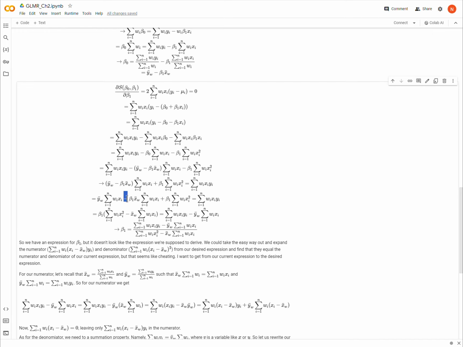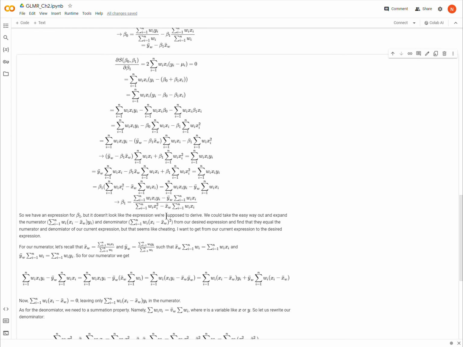Why a minus? Because we had this minus here, right? So if I were to expand this out, I would arrive back at this expression. And then this term right here, I'm just going to subtract over because it doesn't have a beta 1 in it. So I'm just going to get it over to the other side. Now I'm left with this expression, and finding an expression for beta 1 is simple, right? I just divide both sides by this parenthetical term. And that's what I get right here.